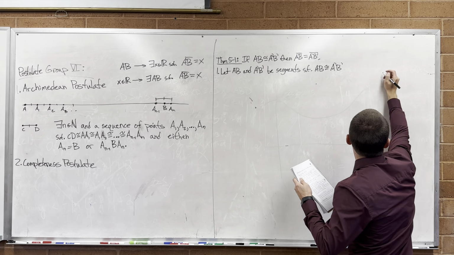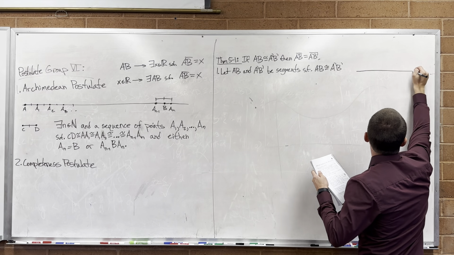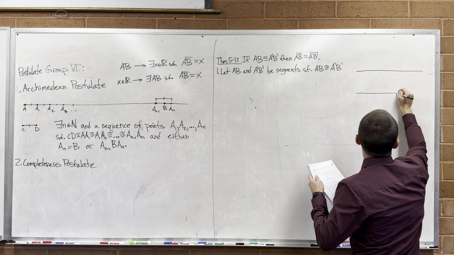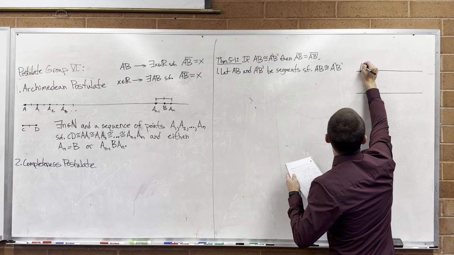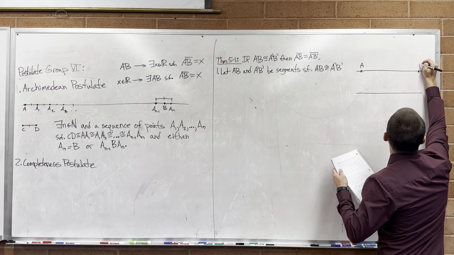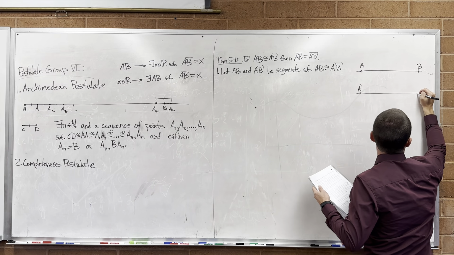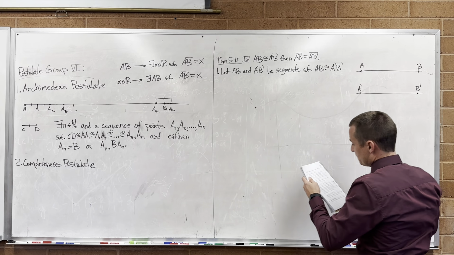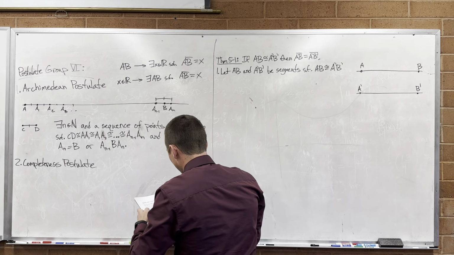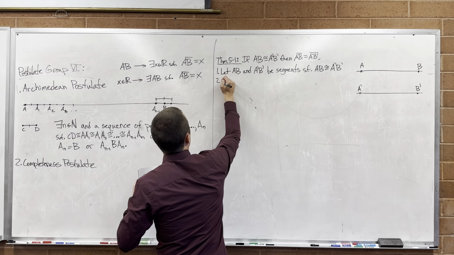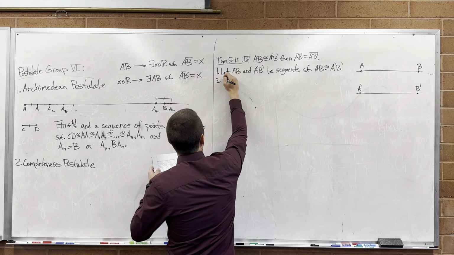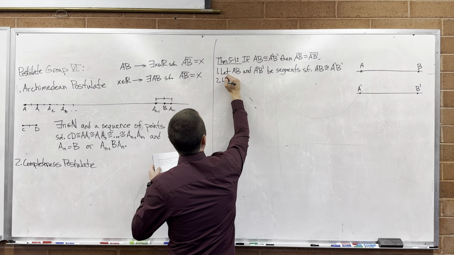And let me draw a picture over here. So here's A, here's B, here's A prime, here's B prime. Okay. So 2. From the Archimedean property, we know that there's these points.